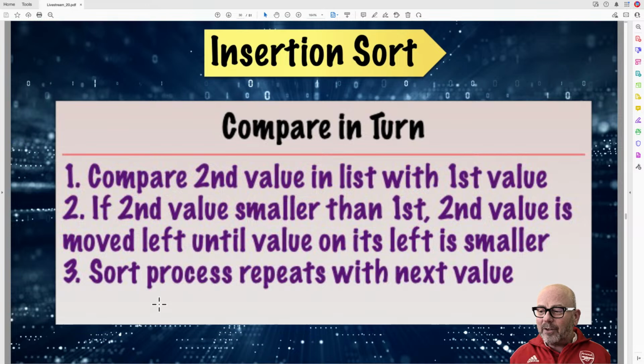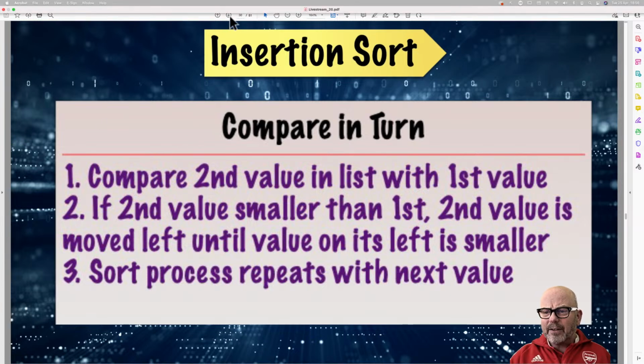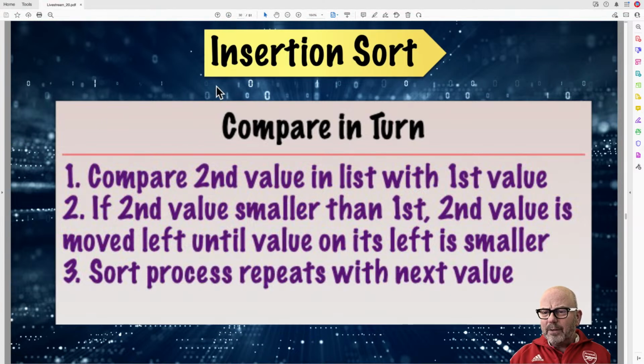Compare the second value in the list with the first value. If the second value is smaller than the first value, the second value is moved left until a value on its left is smaller. Now that sounds a bit complicated. We have merge as well. Oh yeah, we've got merge as well, haven't we? Okay. And the sort process repeats with the next value. So let's have a look at an example which might be a bit easier.